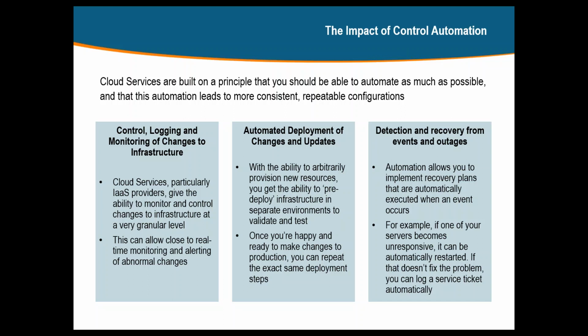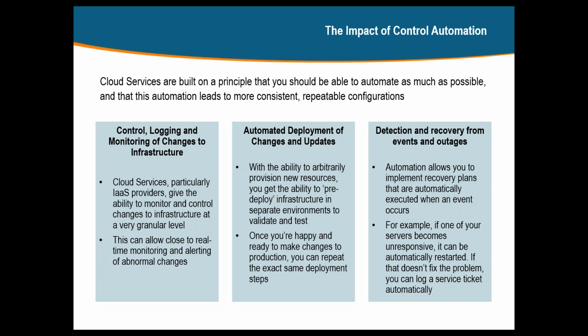Things that you can automate and control and monitor, so things like logging and monitoring changes to your infrastructure. Particularly with IaaS providers, the providers give you the ability to monitor changes at a very granular level. This can allow close to real-time monitoring and alerting to abnormal changes. So if you have changes to specific servers, for example, made outside of a change window, this might raise an alert which can be investigated.